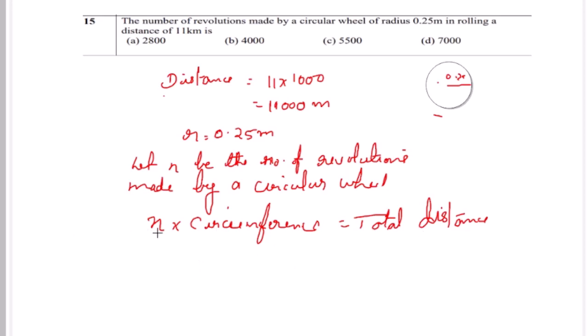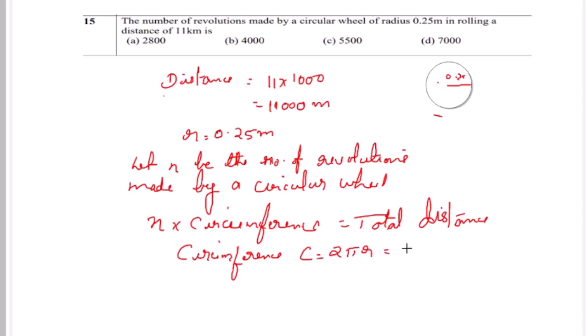Now we have to find out N, the number of revolutions. So N is equal to total distance divided by circumference. So before that we will find out what the circumference is. Circumference C is equal to 2 pi r.